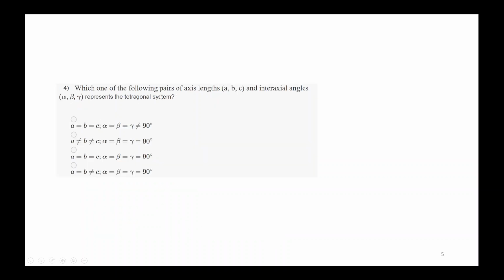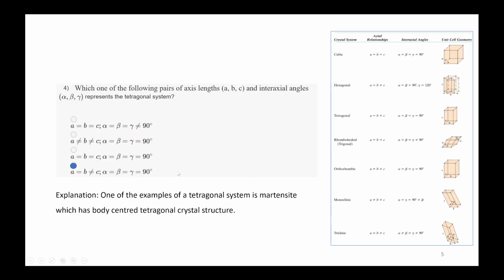Now, which one of the following pairs of axis lengths a, b, c and interaxial angles alpha, beta, gamma represents the tetragonal system? It is similar to a cubic system, but one axis length won't be equal. All angles are 90 degrees, and if all the lengths are unequal, then it is orthorhombic. So the answer is D: a equal to b not equal to c, and alpha, beta, gamma all 90 degrees.